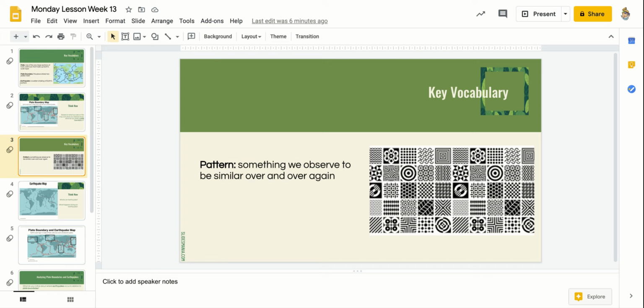Now that you've answered a little question about plate boundaries, we're going to look further into the patterns that we notice along these plate boundaries. So, just to recap, a pattern is something that we observe that's similar over and over again. So, you're going to notice similar things happening over and over again in a pattern.